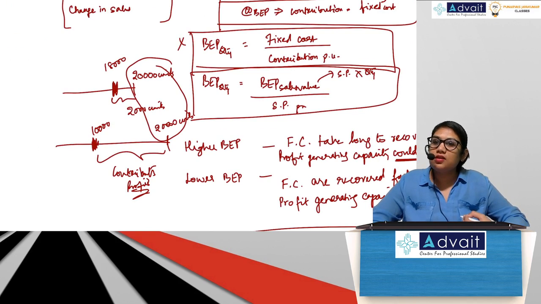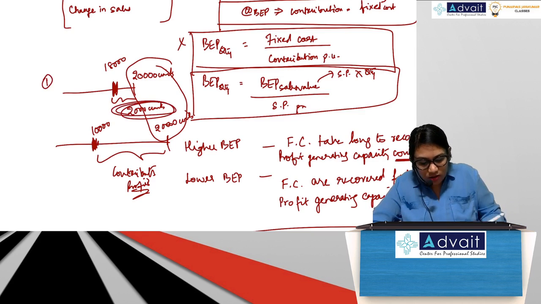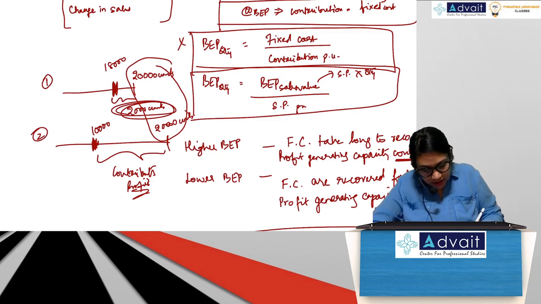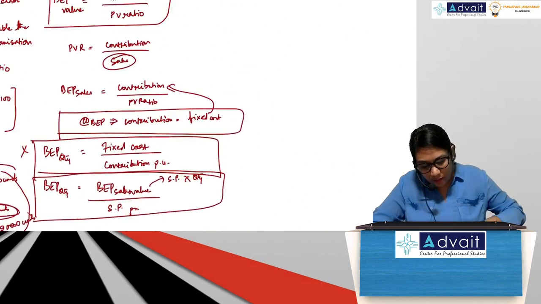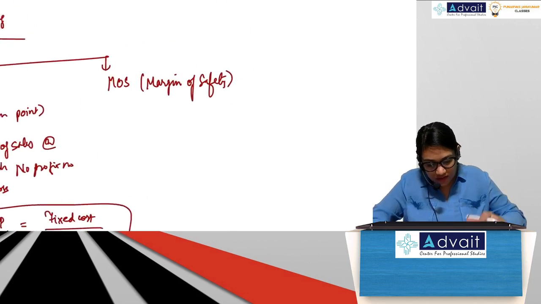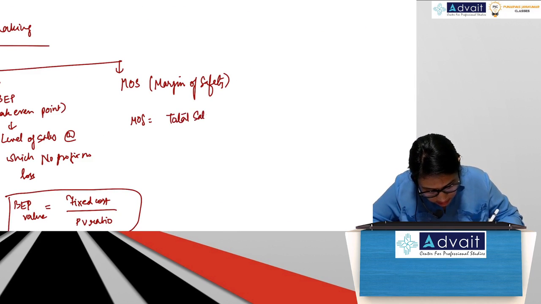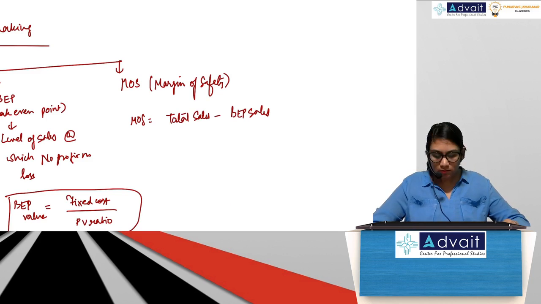Margin of safety is nothing but the extra sale you make over and above BEP. So in this particular first case, what is my margin of safety? 2,000 units. And in the second case, what is my margin of safety? 10,000 units. That is what margin of safety is. So what will we write for margin of safety? Margin of safety is nothing but total sales minus BEP sales.